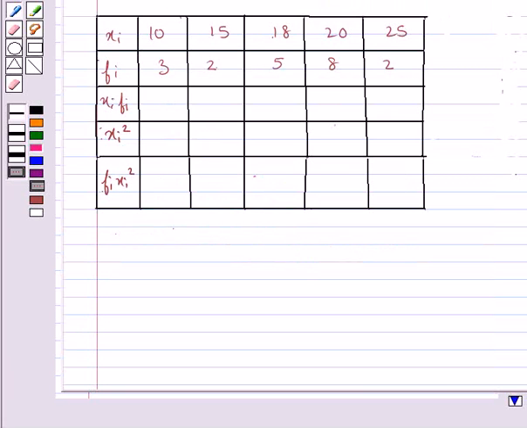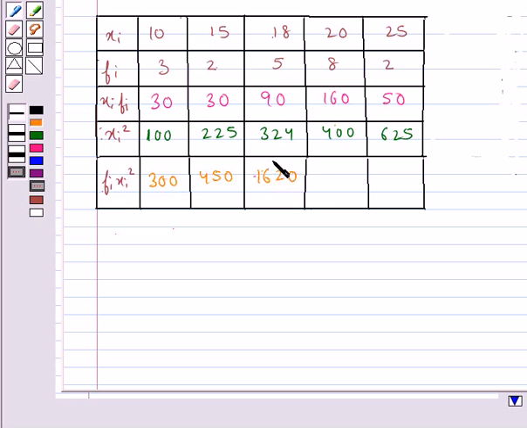Suppose this is the data given to us in which we are given xi and the corresponding frequencies fi. Now xi fi is given by 30, 30, 90, 160, 50. Now xi square is given by 100, 225, 324, 400 and 625. Then fi into xi square is given by 300, 450, 1620, then 3200 and 1250.